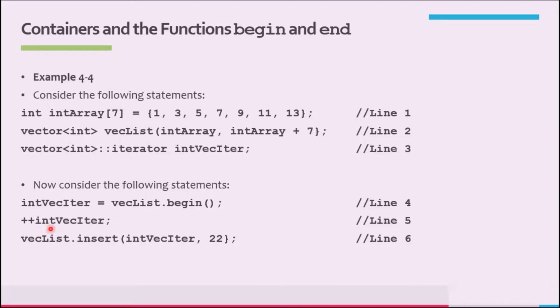Because of the ++intVecIter. The statement in line 6 inserts 22 at the position specified by intVecIter. So after the statement in line 6 executes, vecList would be 1, 22, and then 3, 5, 7, 9, 11, and 13. So notice that the size of the container also increases.